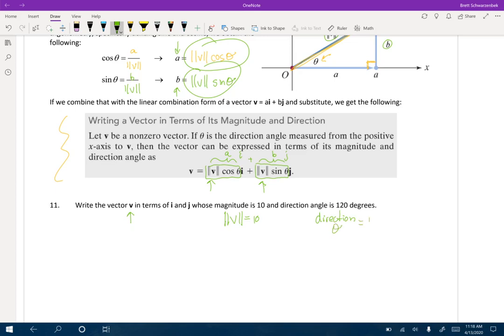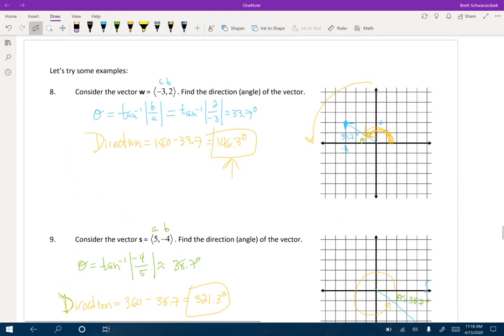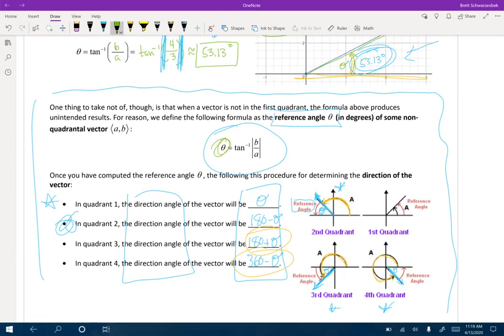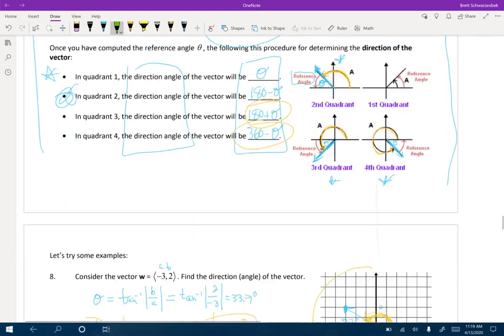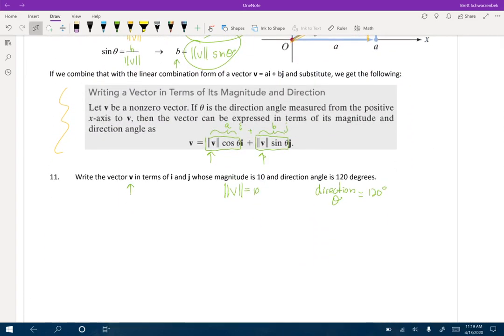Now, let's hit the pause button for a second on this. So note, in this formula right here that we use for the reference angle, we use the angle theta. Well, in this formula here, theta is the actual direction angle. So just make sure you don't confuse that when you're doing the problems. It's an easy thing to remember, but I could see somebody putting the reference angle in here. Don't do that.